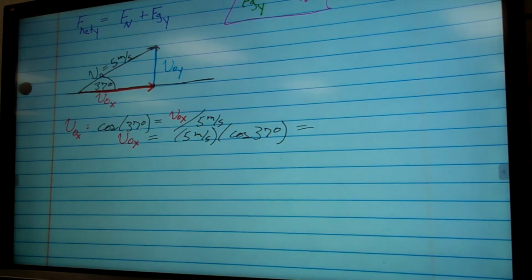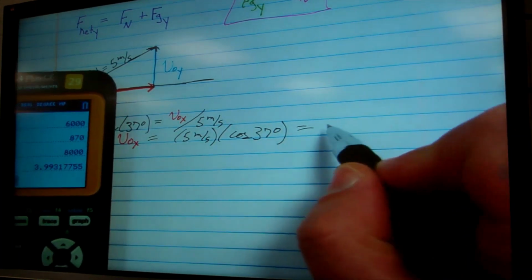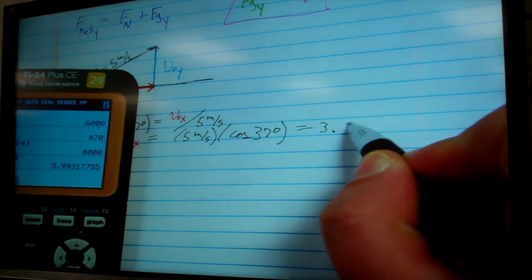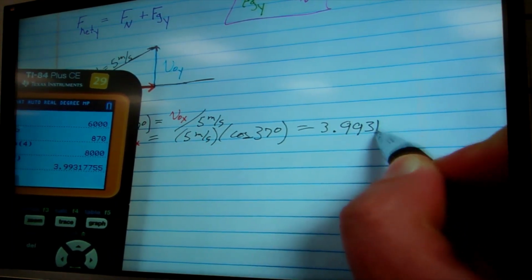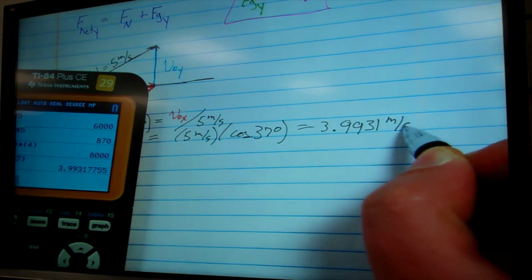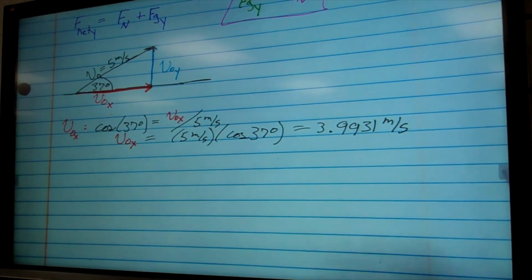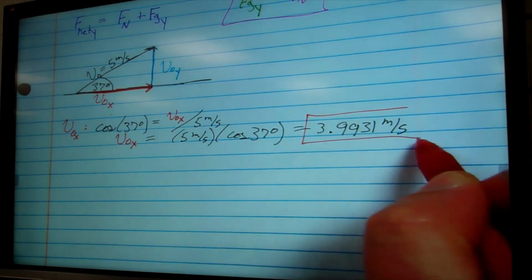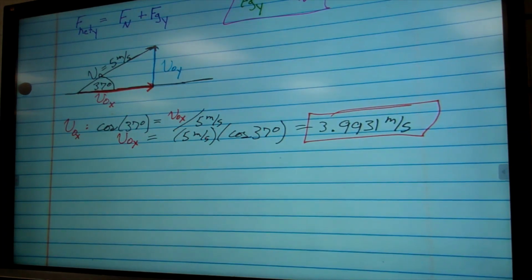Hey, in this, I do want to stress, y'all, make sure, like in this class, we're not going to deal with radians. So make sure your calculators are in degrees. Because what I get is 3.9931 meters per second. If you forget how to check to see if it's in radians or degrees, up at the top, it'll tell you. It's the second from the right.